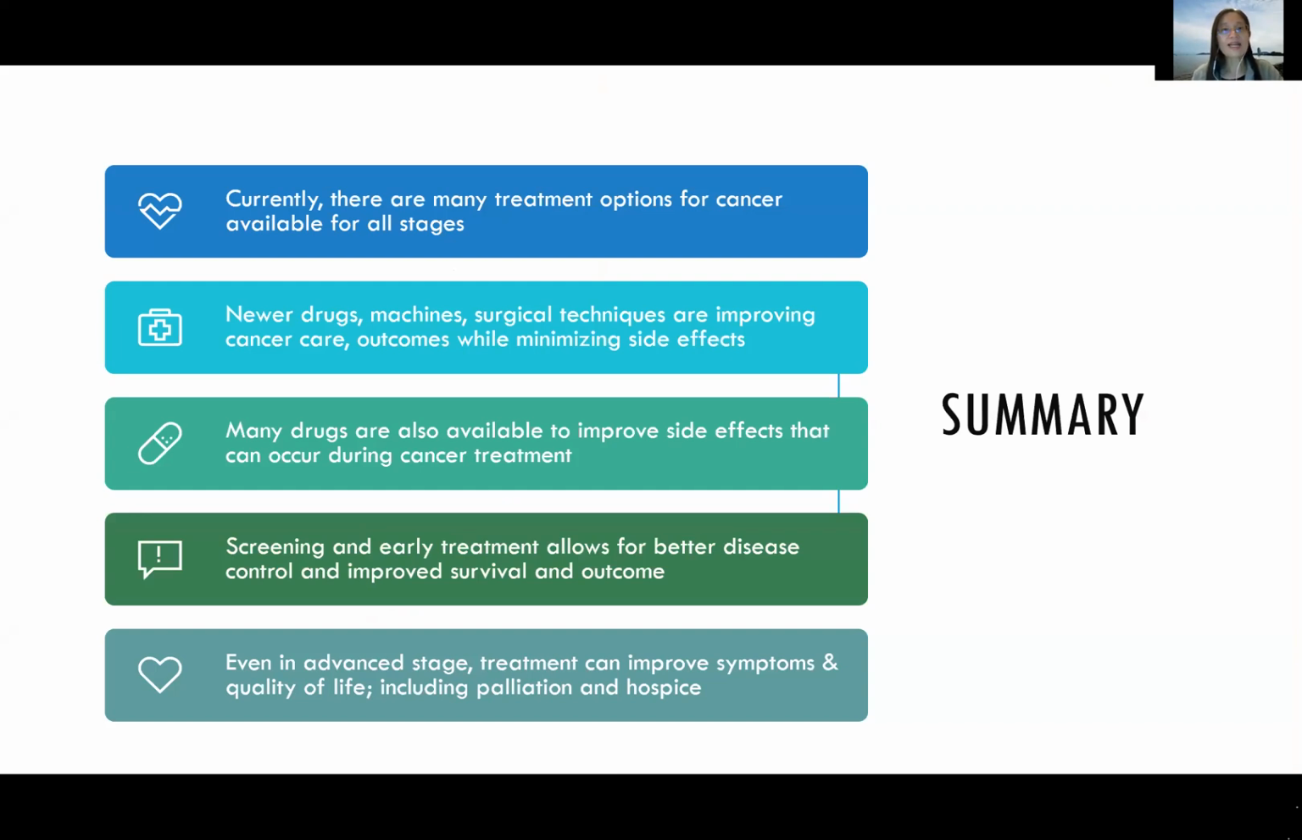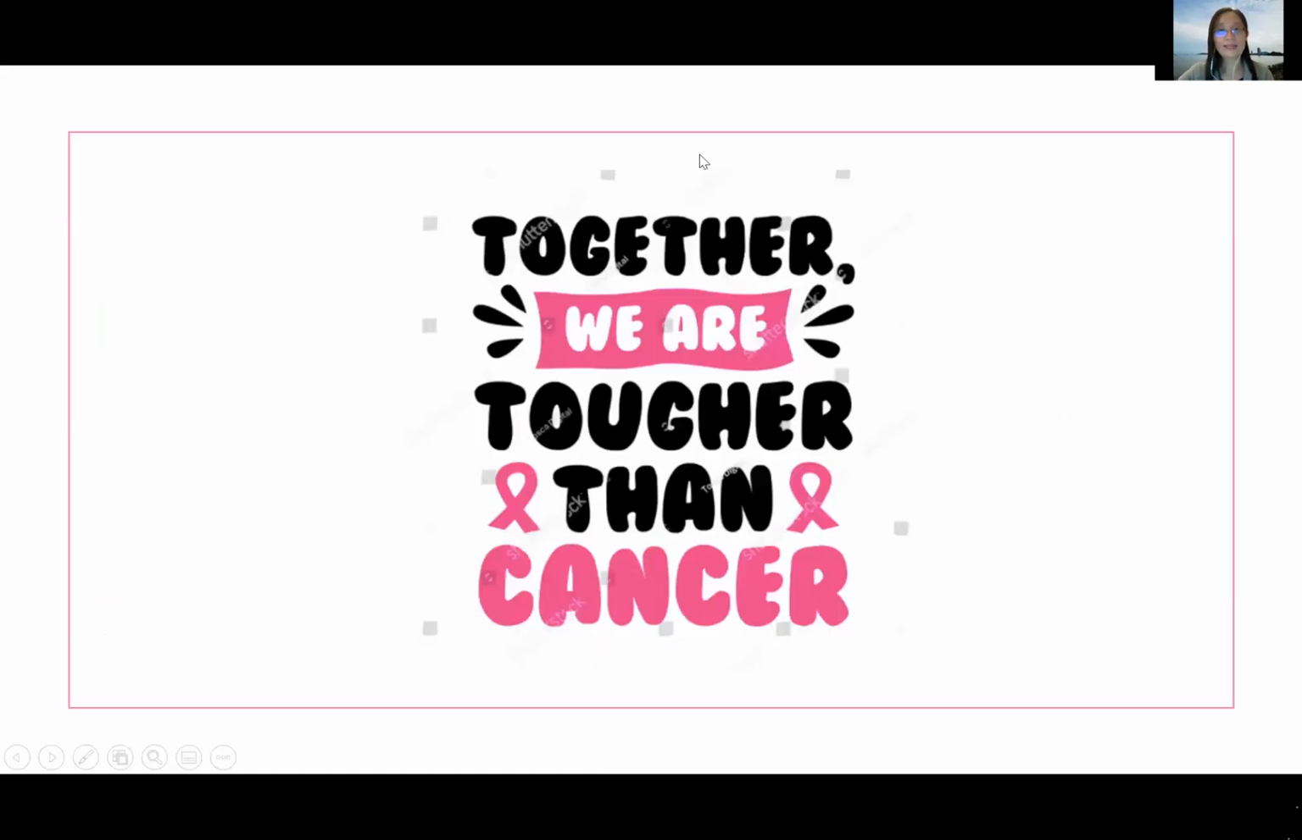So in summary, there are many treatment options available for cancer in all stages. There are many newer drugs, machines, and surgical techniques to improve the cancer care and outcome while minimizing side effects. There are many drugs available to improve side effects during cancer treatment. And screening and early treatment allow for better disease control and improved survival outcome. And even in the advanced stage, there are many treatment modalities available to help improve the quality of life, including palliation and hospice. And with that, I thank you for your attention.